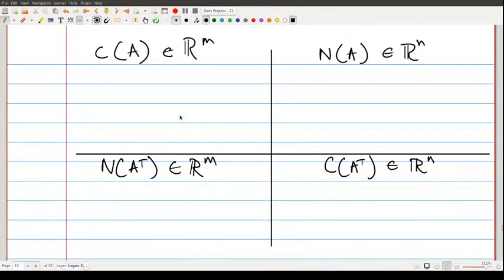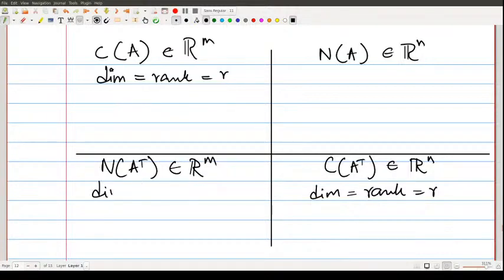What is the dimension of the column space? It's equal to the rank; let's call it R. The dimension of the row space is also equal to the rank R. Then we have the dimension of the null space of A transpose, which is M minus R, and the dimension of the null space of A is N minus R.